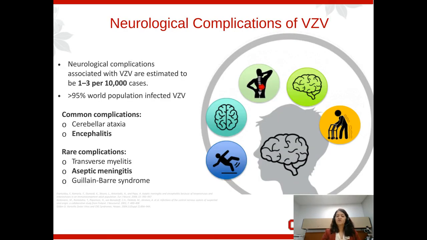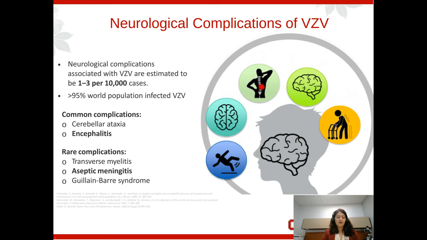Now, in terms of neurological complications of VZV, this is something of great concern, and I wanted to spend a little bit of time describing these in this slide and the next few slides. Neurological complications occur in 1 to 3 per 10,000 cases. That may not sound like a lot. However, if you consider that greater than [a large portion of the] population is infected with VZV, that does add up.